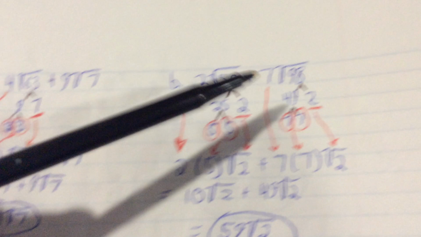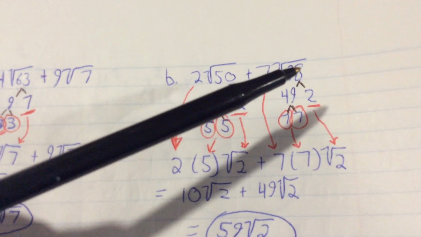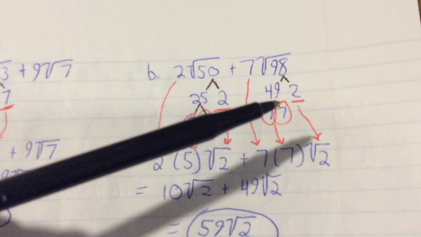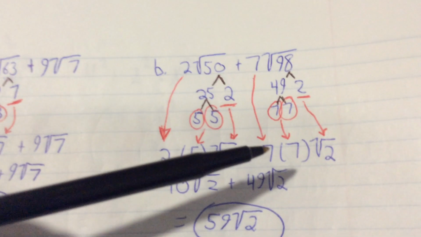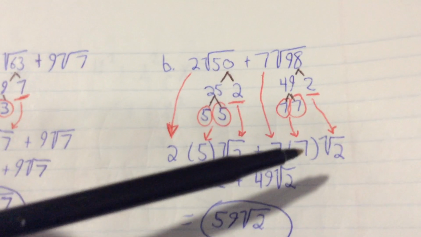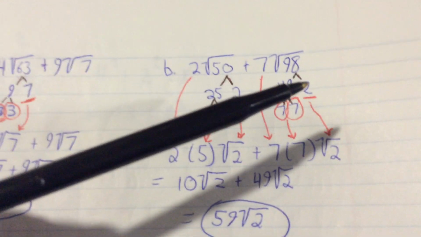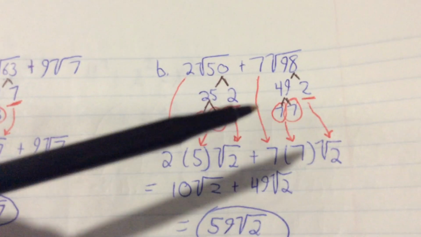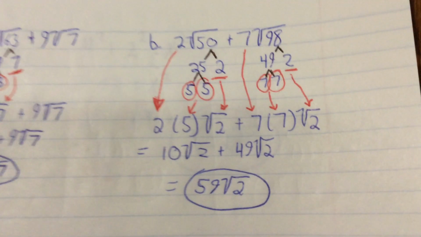It's staying home. Looking at 7 root 98. 98 we're breaking up into 49 and 2. When we look at 49, it breaks up into 7 and 7. It's a square, so that's convenient. So we already had that 7 on the outside. Now, because we have a pair of 7s, 1 7 comes out to get multiplied by the 7 that was already there. And then 2 did not find a match. It is staying home in the radical. So 7 times 7 is going to give us 49 root 2 there.